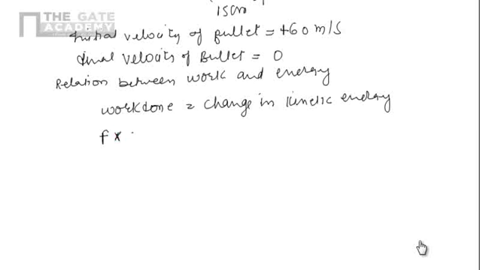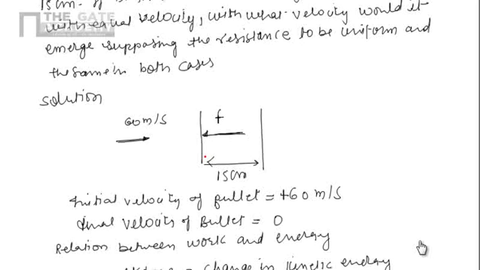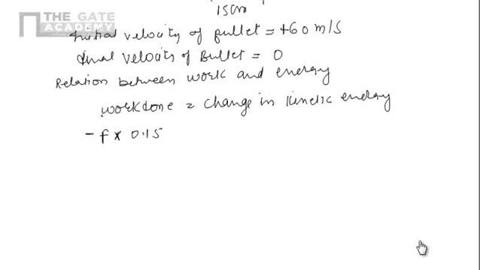Here it is 15 centimeter, so I will write 0.15. And if you see, force and displacement are in opposite directions, so this work done will be negative according to our definition of work done. Change in kinetic energy is nothing but 1 by 2 mv square minus 1 by 2 mv square. So 1 by 2 mv square is the final kinetic energy, and 1 by 2 mv square is the initial kinetic energy.